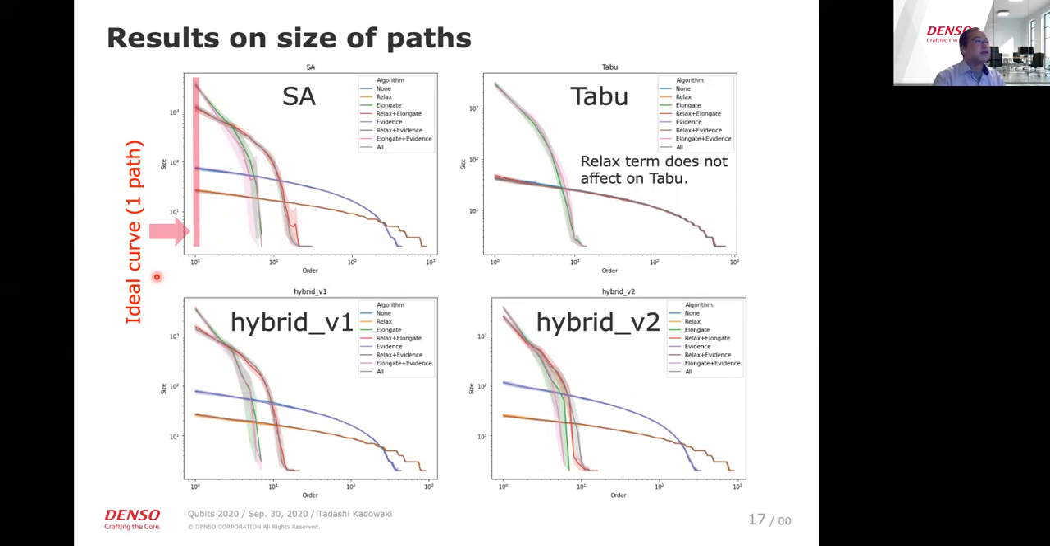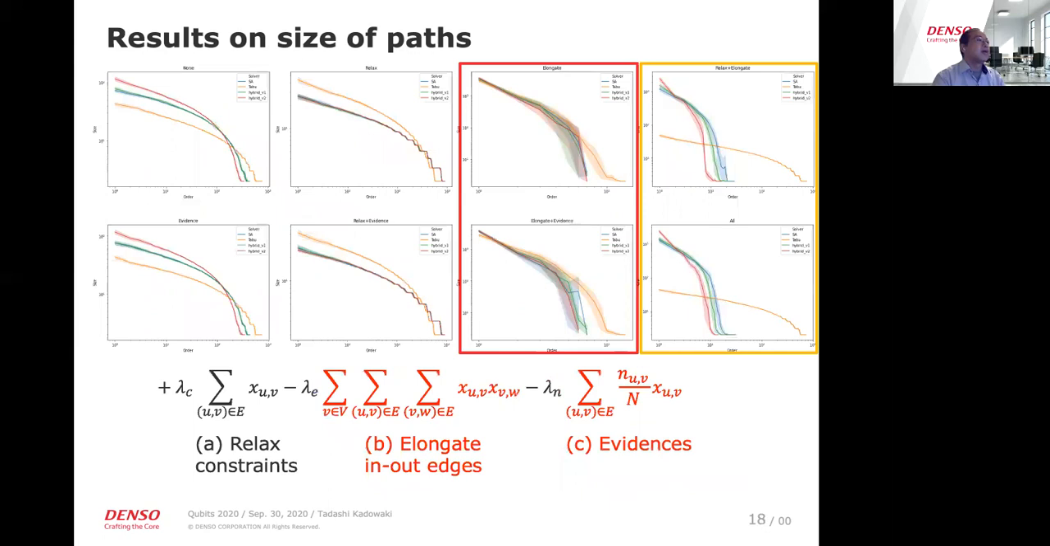In general, the evidence term does not affect significantly. In taboo, relax term also does not affect. The result from four different algorithms. The combination of the two terms, elongation in and out edges and evidences, seems to be the best algorithm. The hybrid version 2 solver shows a robust performance in the four plots on the right side.